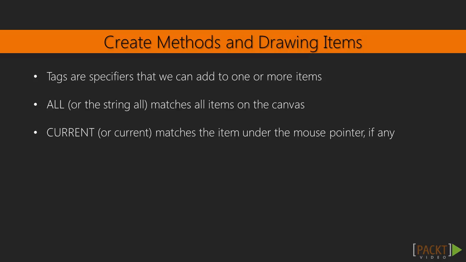In addition to an item handle, items can have these item specifiers. Tags are specifiers that we can add to one or more items. All, or the string all, matches all items on the canvas. Current, or current, matches the item under the mouse pointer, if any. We can use any of the preceding item specifiers for methods that act on canvas items.